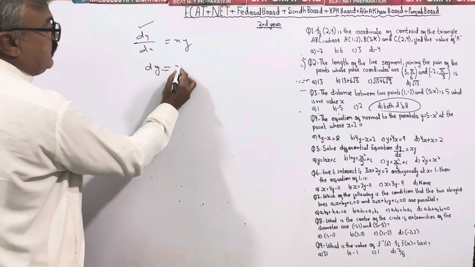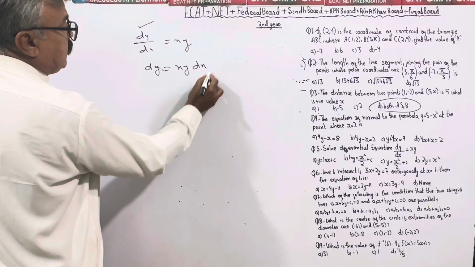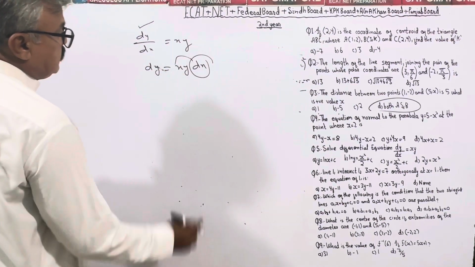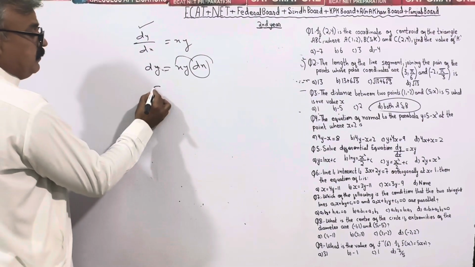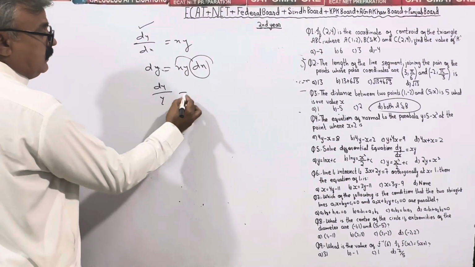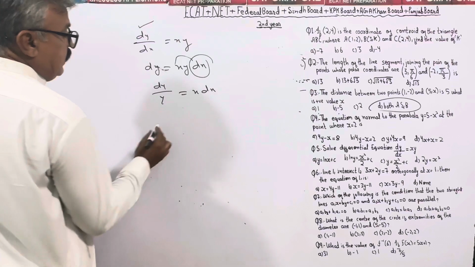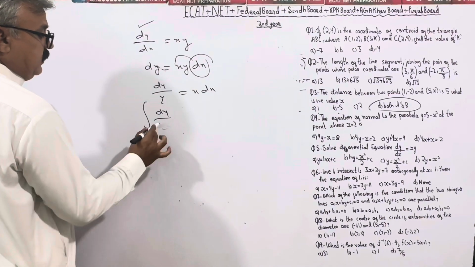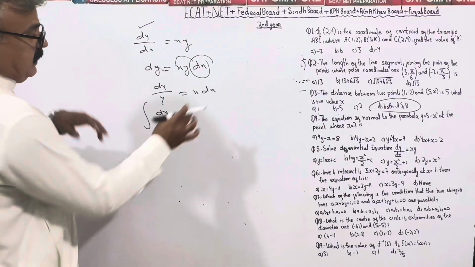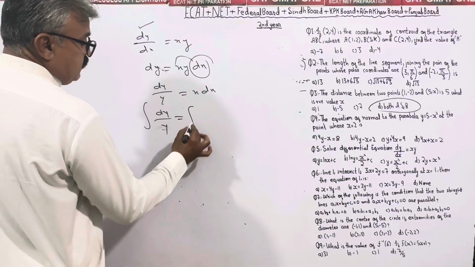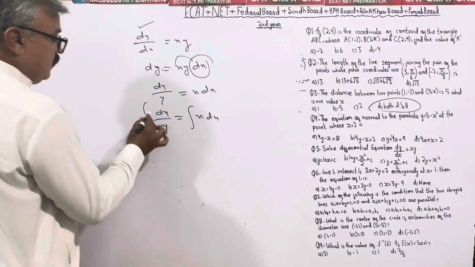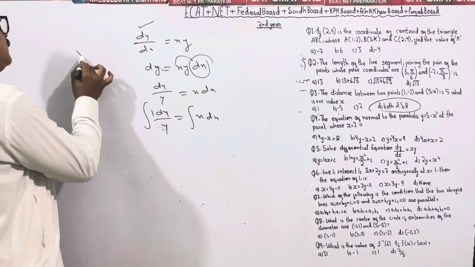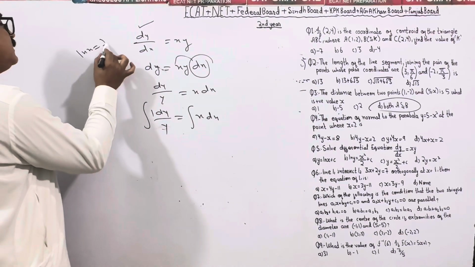dy is equal to xy times dx. With dx, suit x, shift y towards dy. Mathematically, dy over y, we have x dx. Integrating both sides with respect to their independent variable, on the left hand side with respect to y, on the right hand side with respect to x, differentials are mentioned. 1 over y, 1 over x, differentiation of ln x is 1 over x.